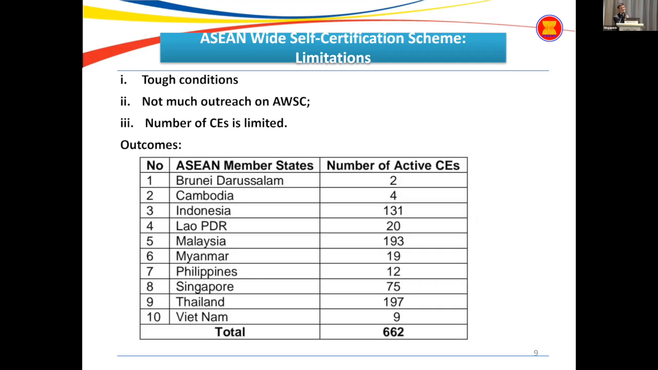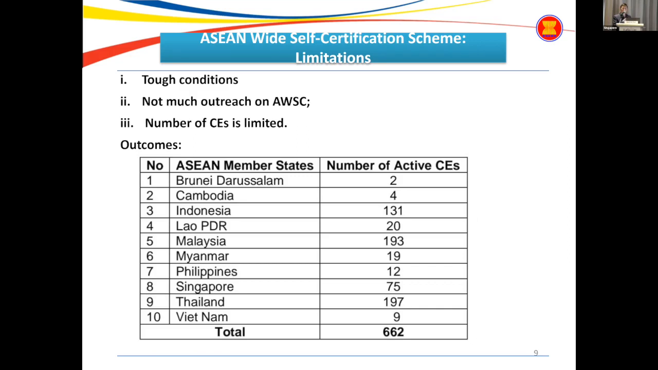The number of certified exporters is limited. I think the first issue, the tough conditions, already answers this. But the other reason may be the hesitation of issuing authorities to approve those exporters. As you can see, the total number for the whole region is 662. It's very small. We have millions of exporters.